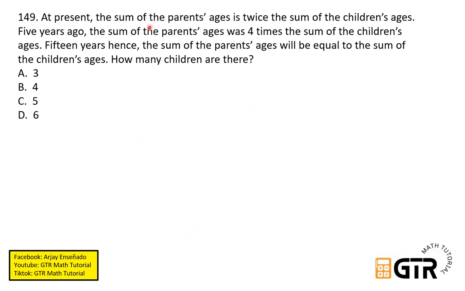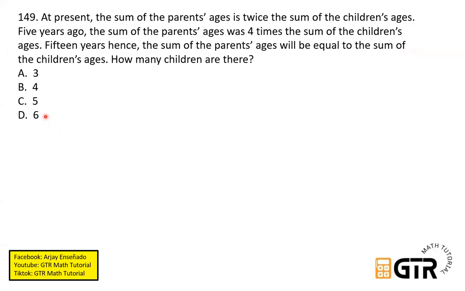At present, the sum of the parents' ages is twice the sum of the children's ages. So yun, yung present. So may present tayo sa ating table. 5 years ago, the sum of the parents' ages was 4 times the sum of the children's ages. So meron tayong ago, may past tayo, may present, and then 15 years hence, the sum of the parents' ages will be equal to the sum of the children's ages. How many children are there?